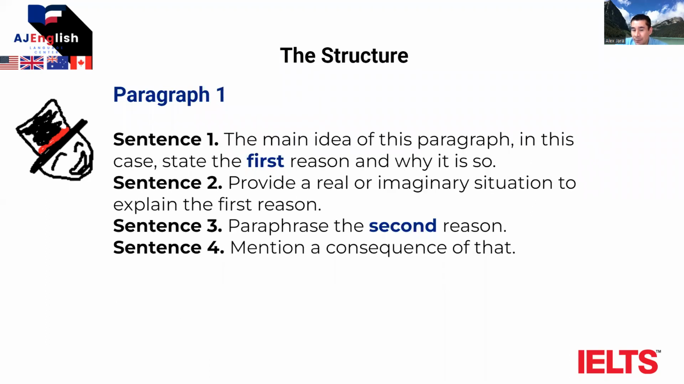Now, in the first paragraph, what you want to do is explain the main idea as usual. The first sentence says that; in this case, you have to state the first reason. So within the first line, you have to mention the first reason why the problem is there and provide a real or imaginary situation to explain the first reason. So if you don't know, make it up.